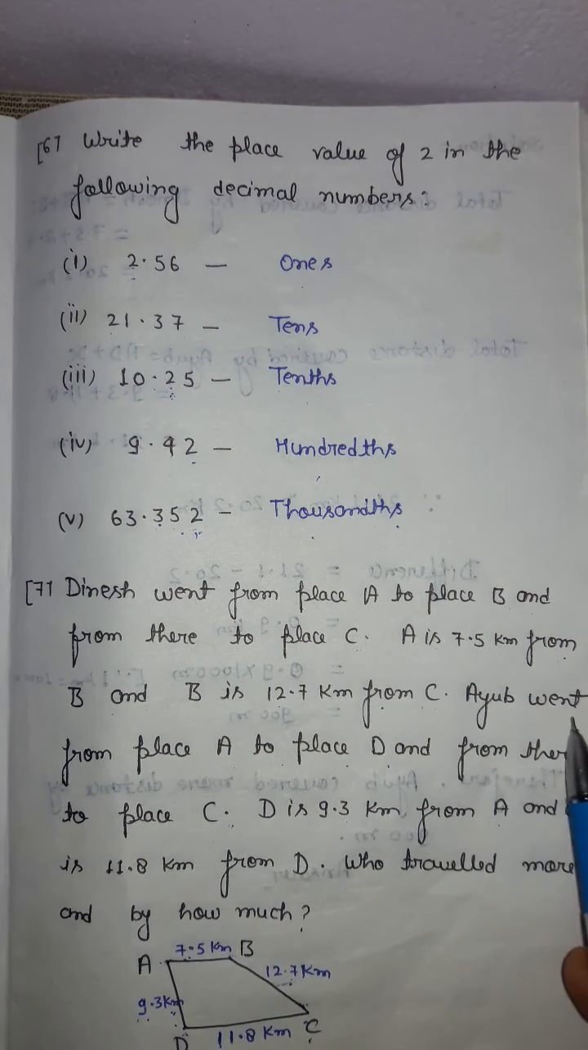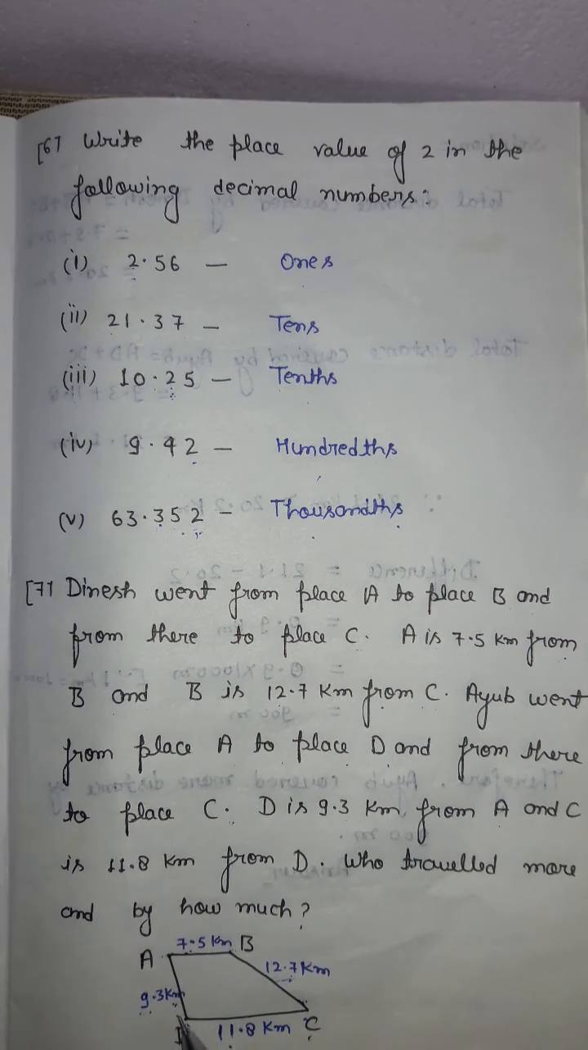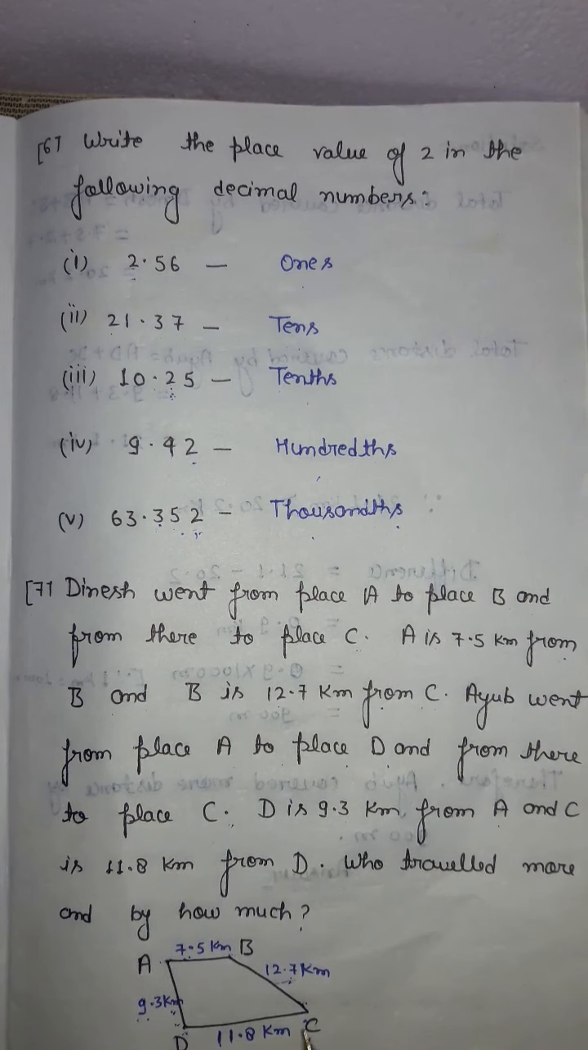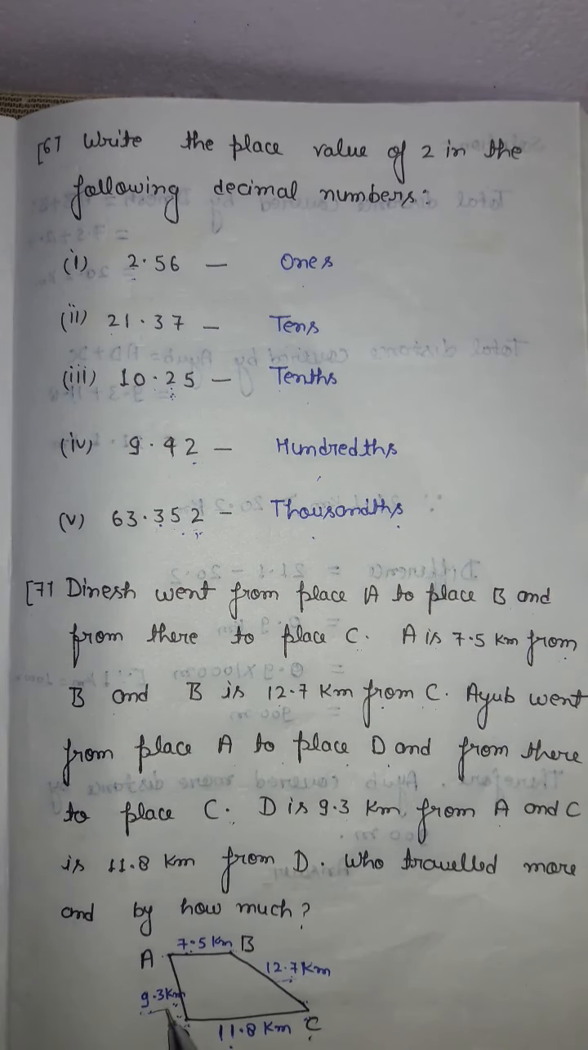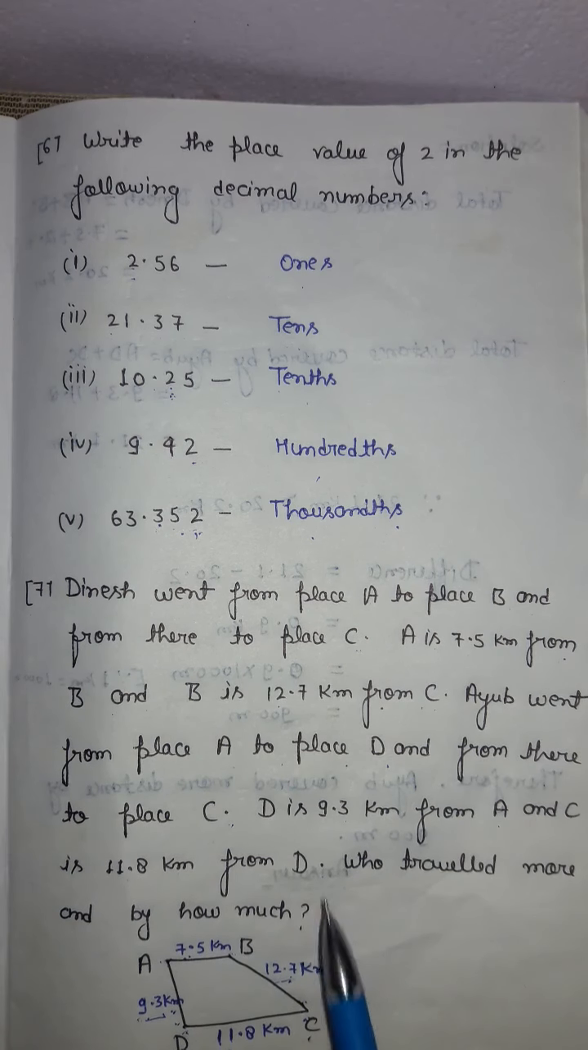एंड आफ्टर दैट अयूब वेंट फ्रॉम प्लेस ए टू डी. अयूब जो है वो पहले ए टू डी कवर करता है, एंड फ्रॉम देयर टू प्लेस सी, एंड देन अगेन फ्रॉम डी टू सी. डी इज 9.3 km फ्रॉम ए. डी इज 9.3 मीन्स द डिस्टेंस बिटवीन ए एंड डी इज 9.3 km, and C is 11.8 km from D, and the distance between C and D is the 11.8 km.